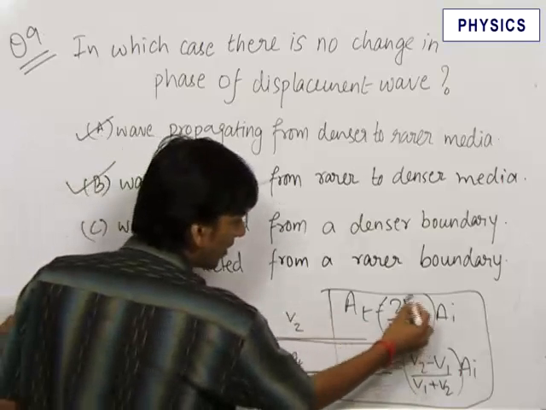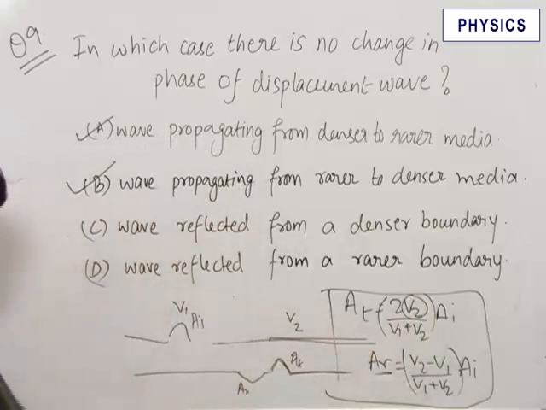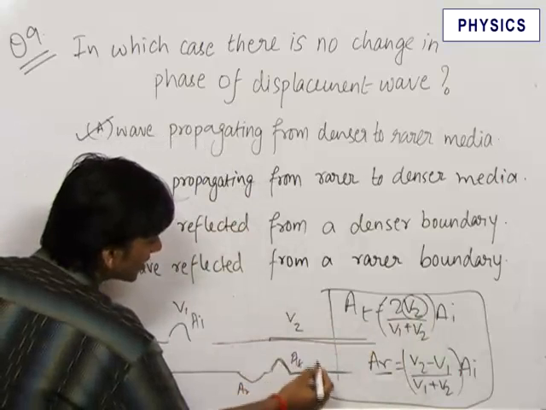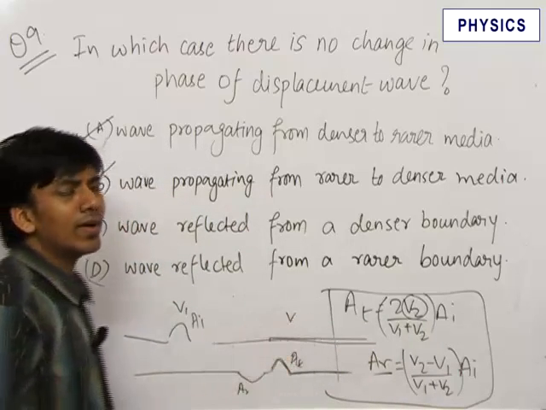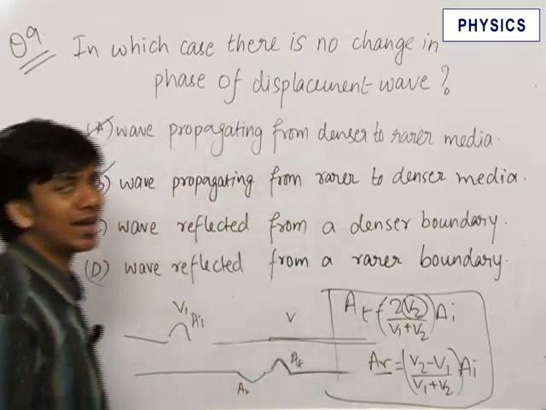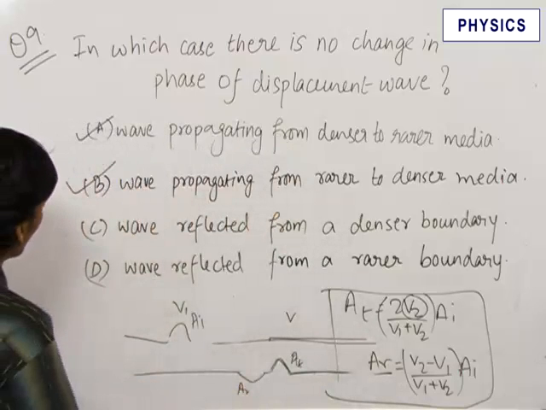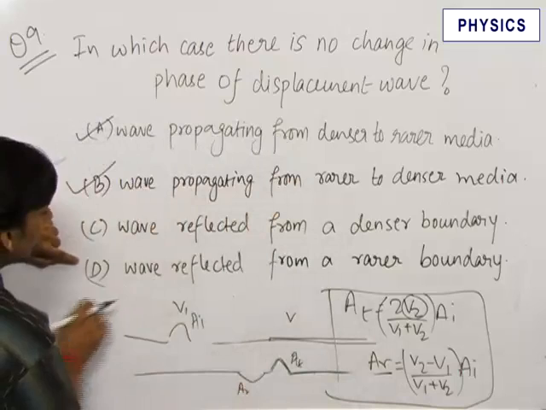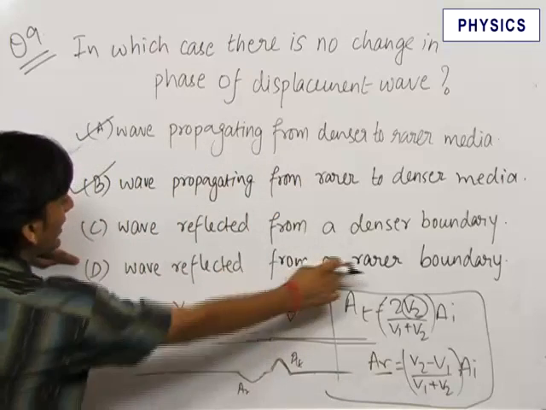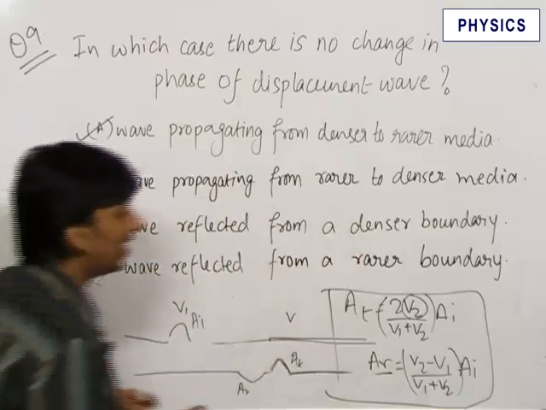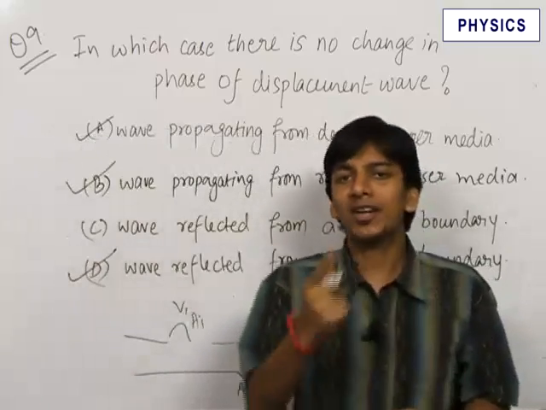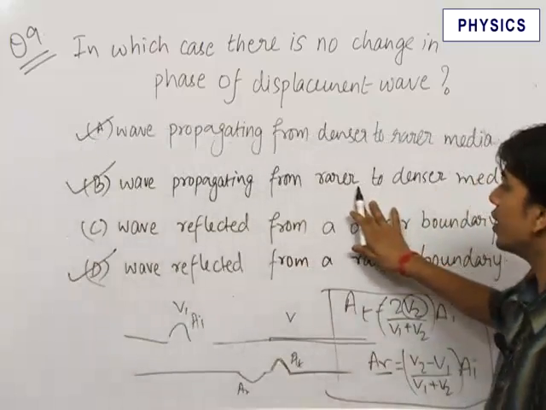The velocity always depends on the medium. So depending on whether this medium is rarer or denser, the velocity will differ. Generally, in denser media the velocity is less, and in the rarer media the velocity is more. Now, another information is that whenever the wave is reflected from a rarer media, then there is no change in displacement, while if the wave is reflected back from a denser media, the phase of the wave changes.